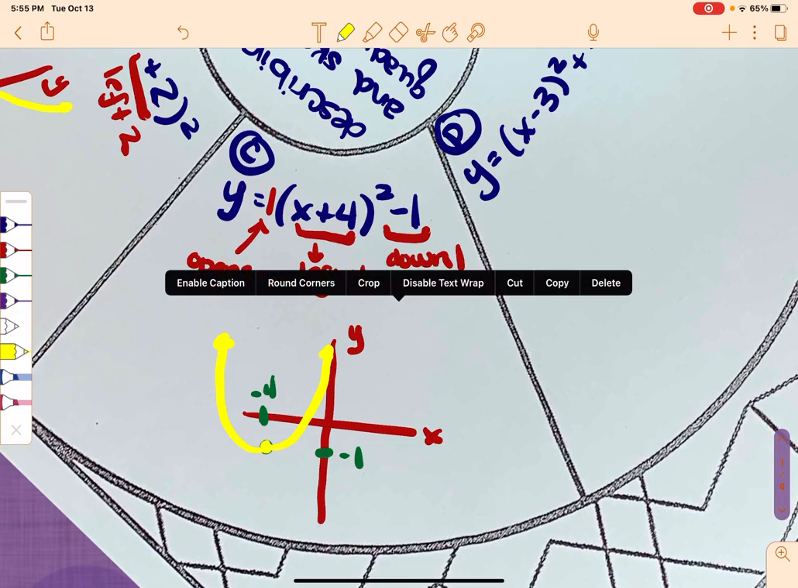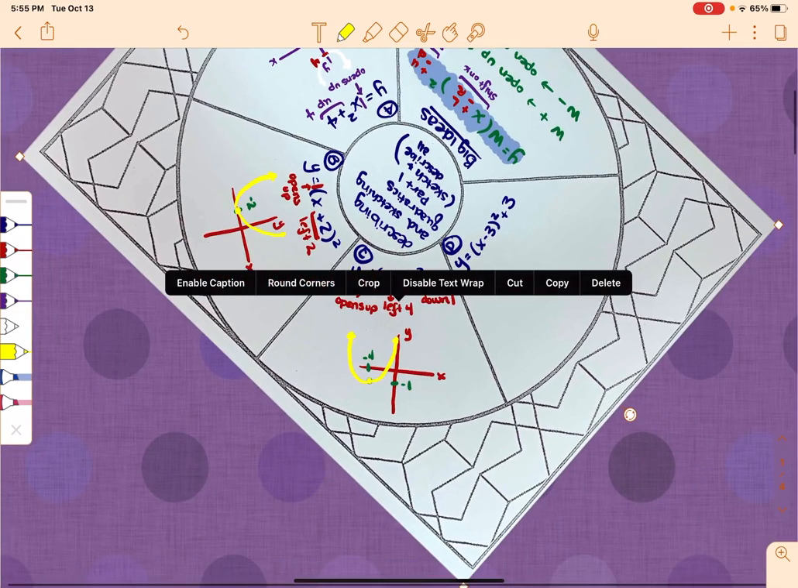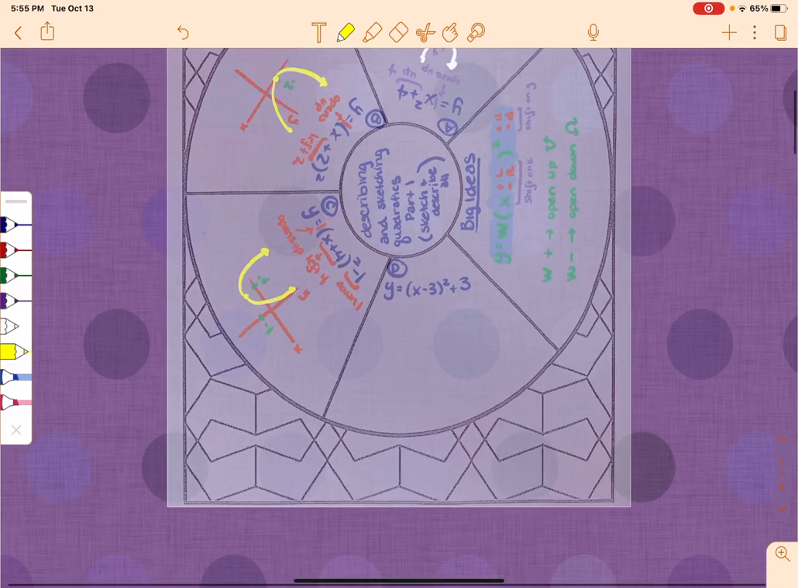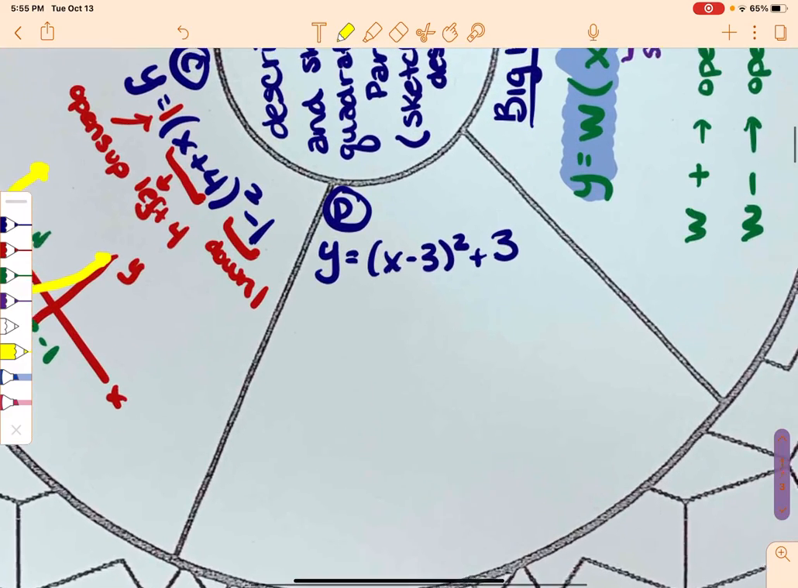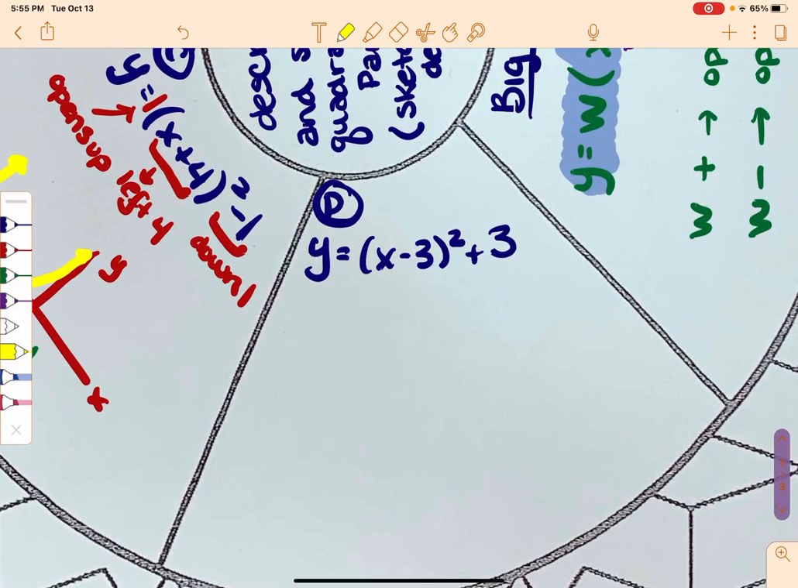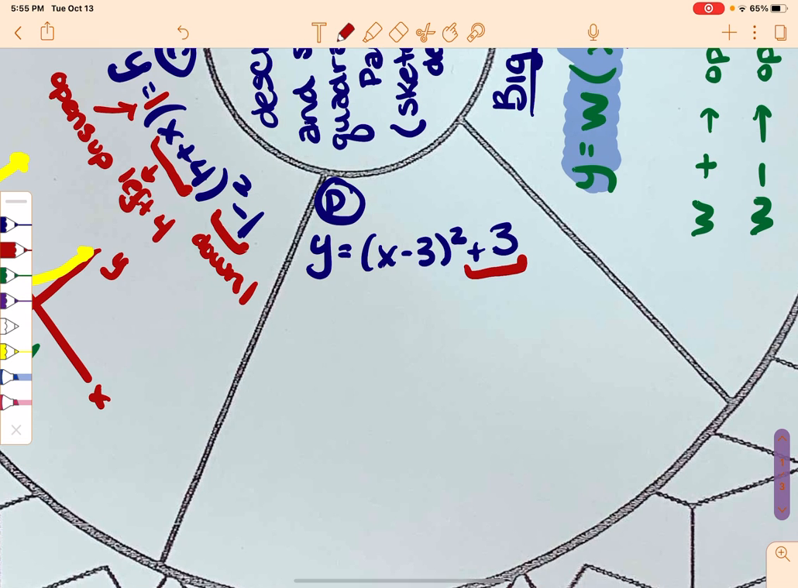Okay, hope you're starting to get the hang of these here. Let's look at one more in the front and we'll go to the back. Okay. So y equals (x minus 3) squared plus 3. So this is probably the easiest. This one is going to go up 3.